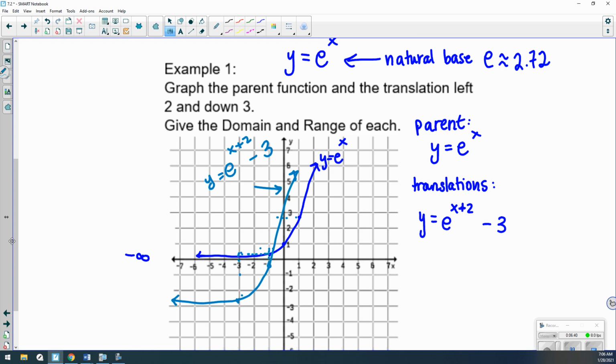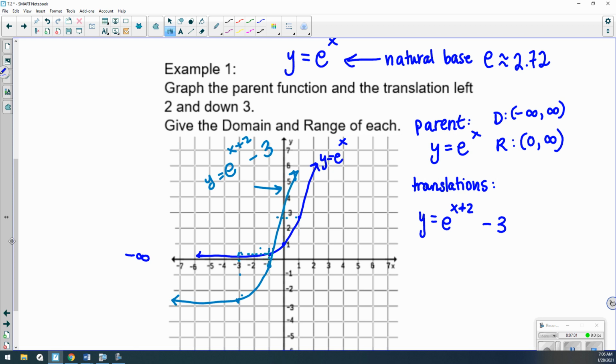I think that's all I have to say about that. Oh, it also asks for the domain and the range. So before we move on, let's talk about the domain. With our parent function, the domain is going to be from negative infinity to positive infinity. I can raise e to anything. But if we look at the graph, I'm never going to be able to get out a 0. So my range is from 0 to infinity.